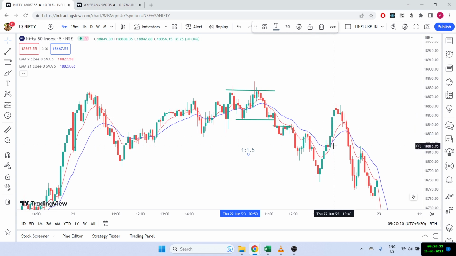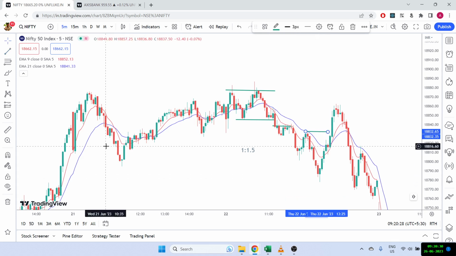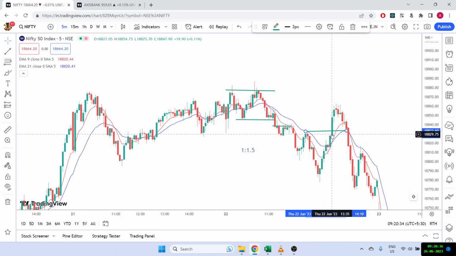So if we see here now, this is my swing, and at the time when it's breaking, if you notice this candle, the moving averages are still not in the correct order, because at this point the red moving average is not actually above the blue moving average. So I will have to skip the trade. So I will be skipping this trade.